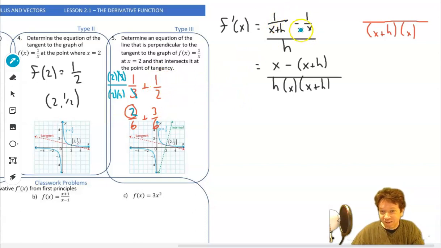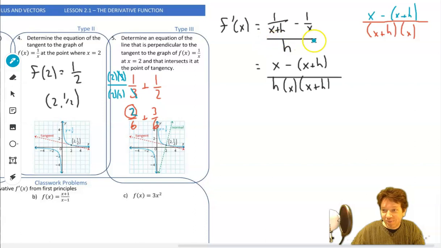And I'm doing this here, but instead of 3 and 2, I have x and x plus h. So I multiplied the numerator by both x and x plus h, but it's the x plus h term that cancels, and I'm left with just x. I do the same thing here. Multiply by x and x plus h, but it's the x term that cancels and I'm left with x plus h.